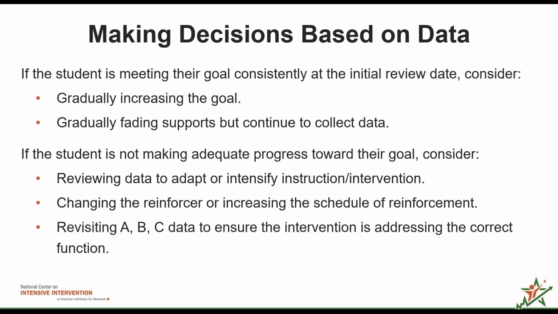If the behavior is not making adequate progress towards that goal, we can think about reviewing the data again to make some adjustments, adaptations, intensifications to the approach that we're using to intervene. We can think about changing the reinforcer or increasing the schedule of reinforcement. Or we could also revisit those ABC data, those antecedent behavior consequence data, to ensure that the intervention is addressing the correct function of the behavior.